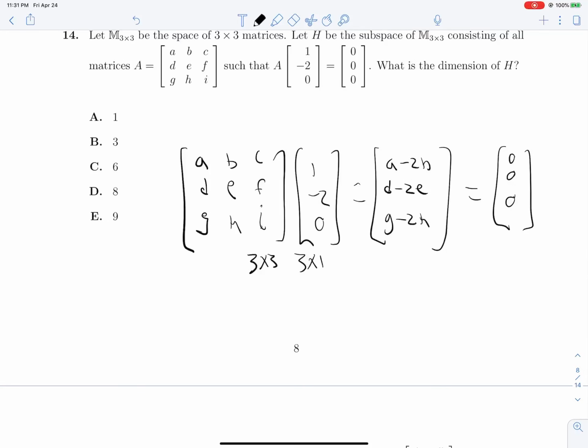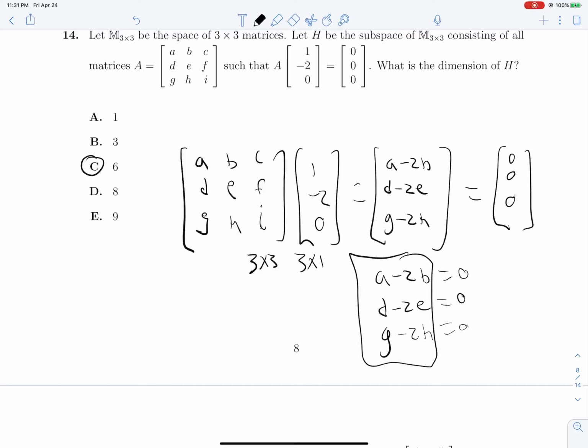So A minus 2B must be equal to 0, D minus 2E must be equal to 0, and G minus 2H must be equal to 0. So here's the thing. This right here must be true, and the answer ends up being that the dimension of H is 6. So 14 is C. And really that seems to just be counting up the number of variables that are in play here. And you can kind of think of each one of these as a line, right?